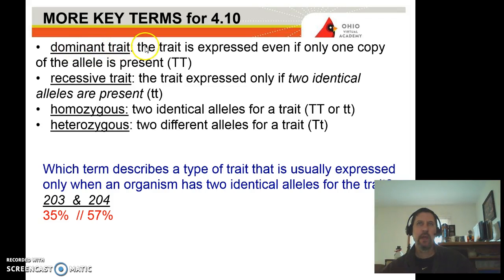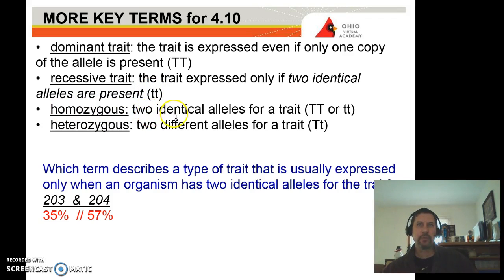Dominant trait: a trait that is expressed even if only one copy of an allele is present. So if there's only one large T, which is the indication for a dominant, that dominant trait will be shown. Recessive: a recessive trait is only expressed if two of those identical alleles are present. So they have to have two of the lowercase alleles.